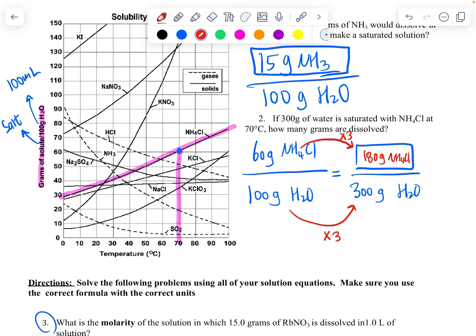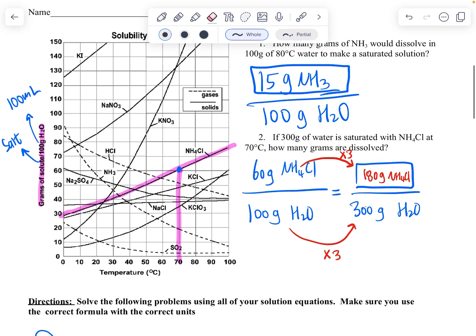Okay, that was easy. But what if the question asks, let's say I don't have 300, I only have 50 grams of water. What do you do? It's the same idea. You would replace this with 50 grams. How do we go from 100 to 50? That's divide by 2, right? So your answer is going to be what? 60 divided by 2 is 30 grams of NH4Cl. Okay, it's really proportions. So make sure you set it up the way that I have done just now and find what the missing information is. Okay, so that's how you read these solubility curves.